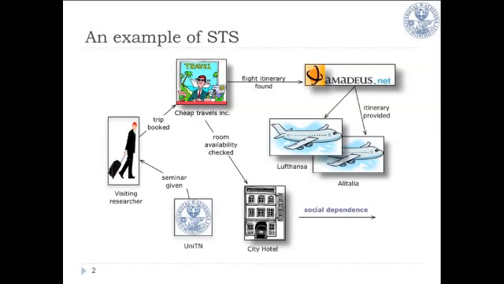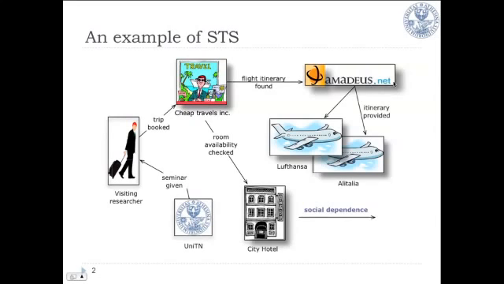In this scenario, we have the visiting researcher, and suppose he's not booking the trip on his own, but he's relying on a travel agency. So in order to get the trip booked, he's relying on Chip Travels Incorporation, which will deal with finding an appropriate flight itinerary for him and also booking a hotel. We see here that Chip Travels Incorporation deals with a given flight service, the Amadeus flight service, to offer possible itineraries to the researcher to arrive all the way to Trento.